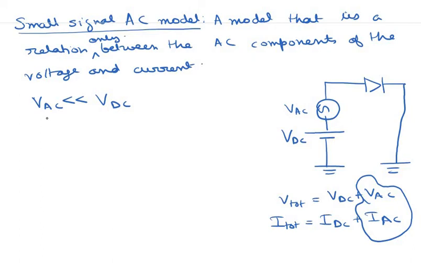Okay, so practically this AC voltage is actually much less than the DC voltage, and that is what the meaning of small signal is in this small signal AC model. And the AC models that we are going to study relate only the AC component of the voltage with the AC component of the current, and this model is only valid for small signals, that is when VAC is much less than VDC. Okay, so let us see what this small signal AC model basically is.